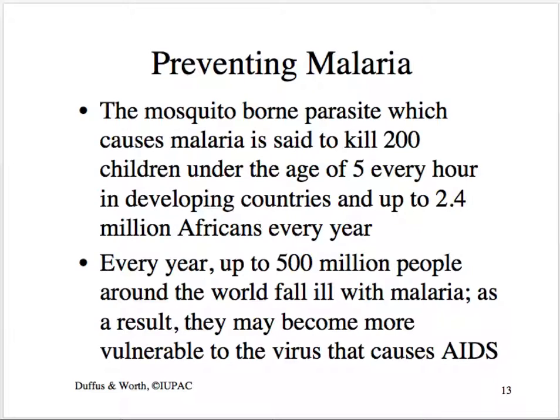Preventing malaria. The mosquito-borne parasite which causes malaria is said to kill 200 children under the age of 5 every hour in developing countries, and up to 2.4 million Africans every year. Every year, up to 500 million people around the world fall ill with malaria, and as a result, they may become more vulnerable to the virus that causes AIDS. So as you can see, spraying DDT benefits all of these people by getting rid of the vectors that carry that parasite.